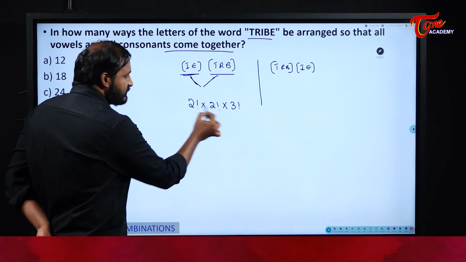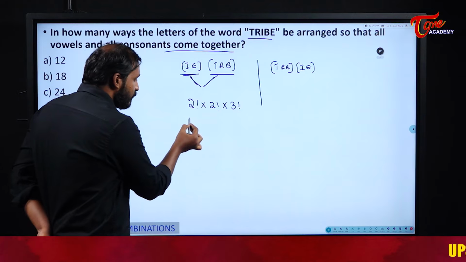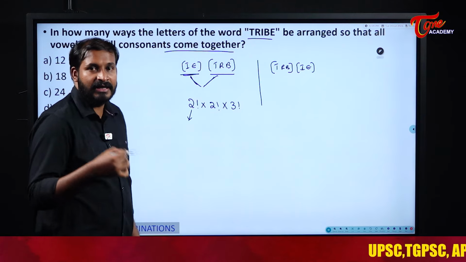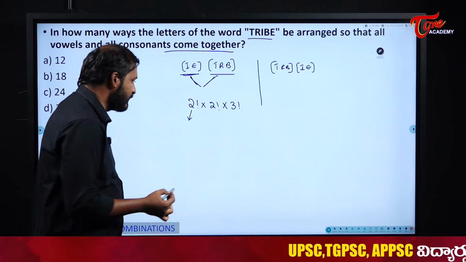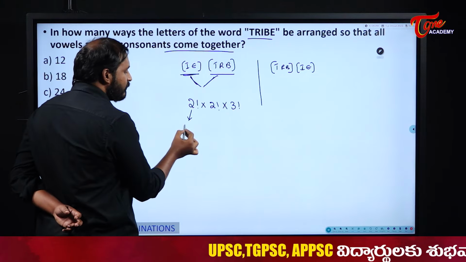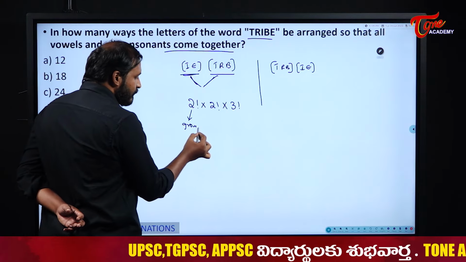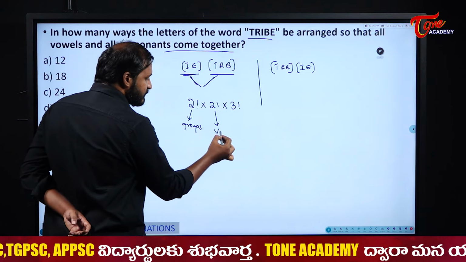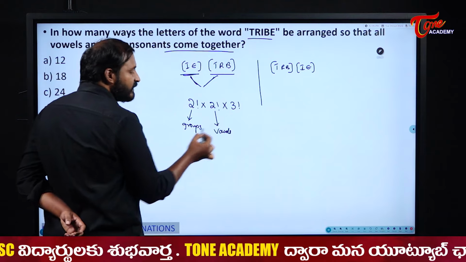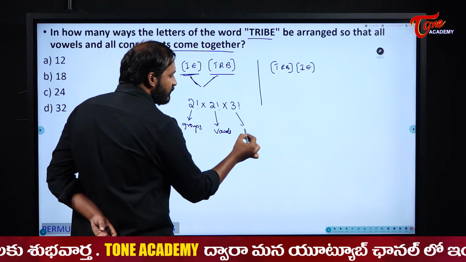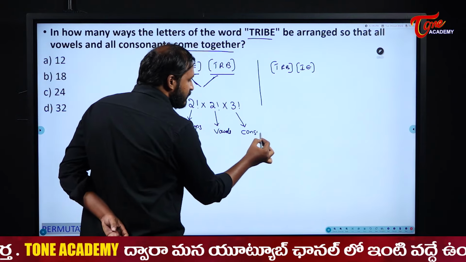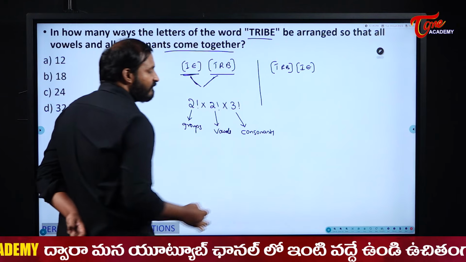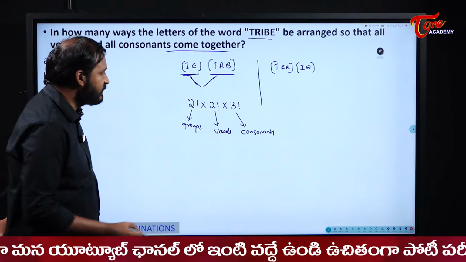So this is the final answer. Please note it clearly, so that later when you open it, you understand it clearly. 2 factorial is nothing but the groups: 2 groups can be arranged in 2 factorial ways. This 2 factorial is vowels: vowels can be arranged in 2 factorial ways. This 3 factorial is consonants: consonants can be arranged in 3 factorial ways.